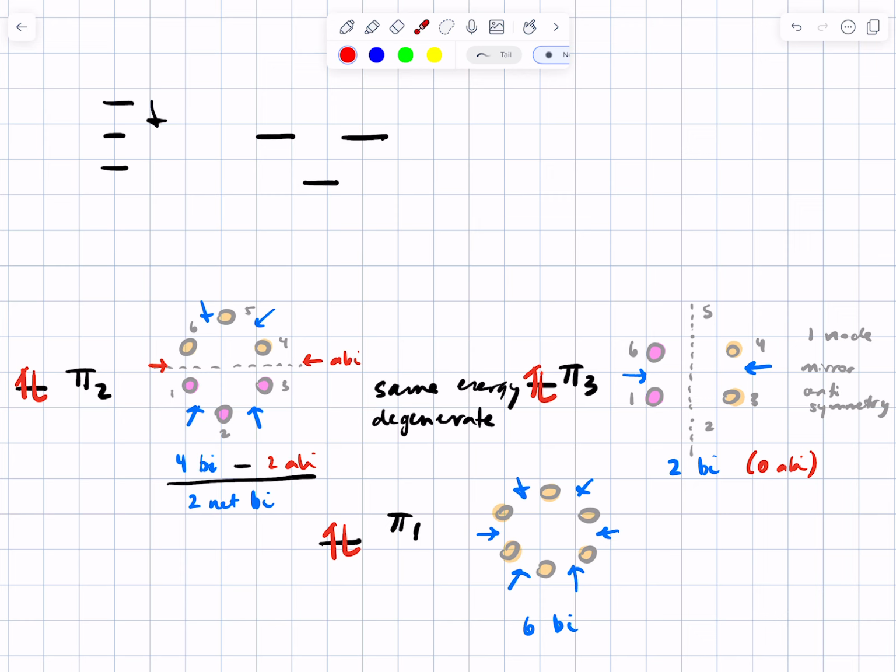Okay? You can look at this all over the place. This should be in your text in a little bit of detail, but this is where the 4n plus 2 rule comes from. Because of cyclicness and conjugation, the pi orbitals will always have one that's lowest in energy, and then beyond that, they will always have degenerate pairs of higher energy bonding orbitals.